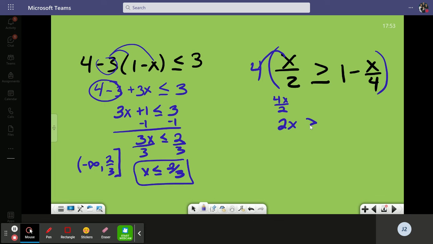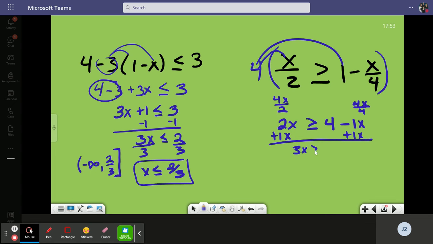Greater than or equal to 4 times 1. Wait a minute, we've got to reduce it, not multiply it. So 4 by 4 is just going to give me a 1. Okay, so now I'm going to get my x's together, so I'm going to add that 1x. And I end up with 3x is greater than or equal to 4. Divide by that 3 and x is greater than or equal to 4/3. So what's my interval notation on that going to look like?